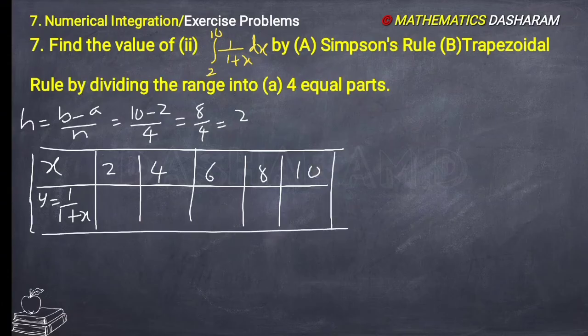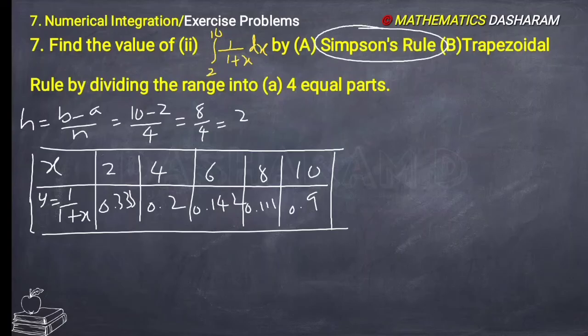Now let's find the y values. When the x value is 2, then the y value is 0.333. When the x value is 4, then the y value is 0.2. Next 0.142. Next 0.111. Next 0.9. Now let's find the answer by using Simpson's rule.